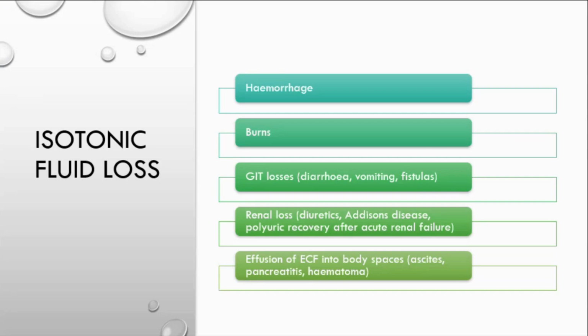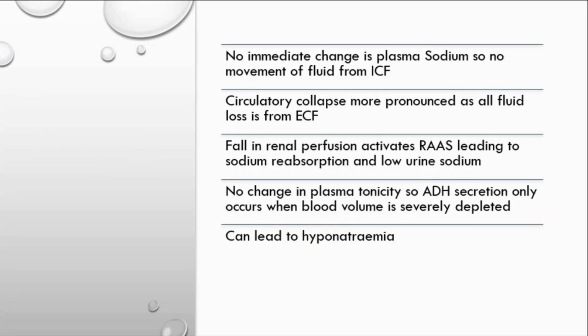So now to talk about isotonic fluid loss. So this occurs in hemorrhages, burns, GIT losses like diarrhea, vomiting, and fistulas, renal losses that can be from diuretics or polyuric recovery after acute renal failure, Addison's disease, or then ECF fluid going into the body spaces like ascites or hematomas. So now there's no immediate change in the plasma sodium.